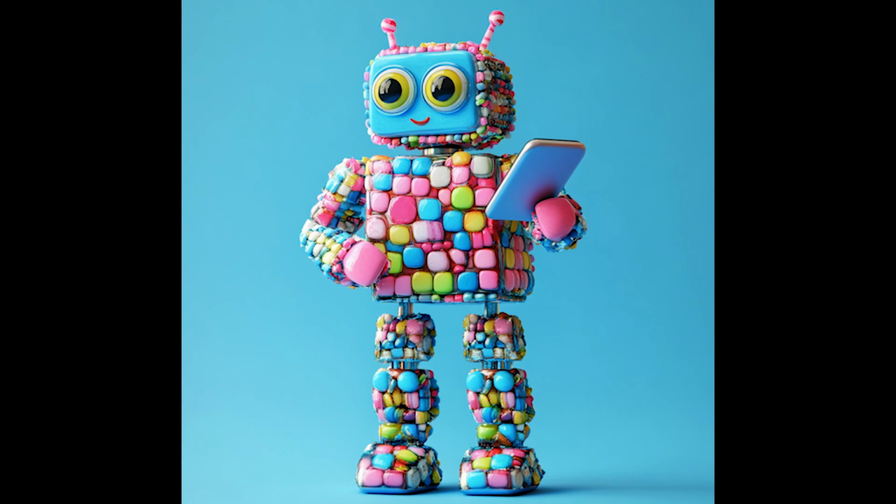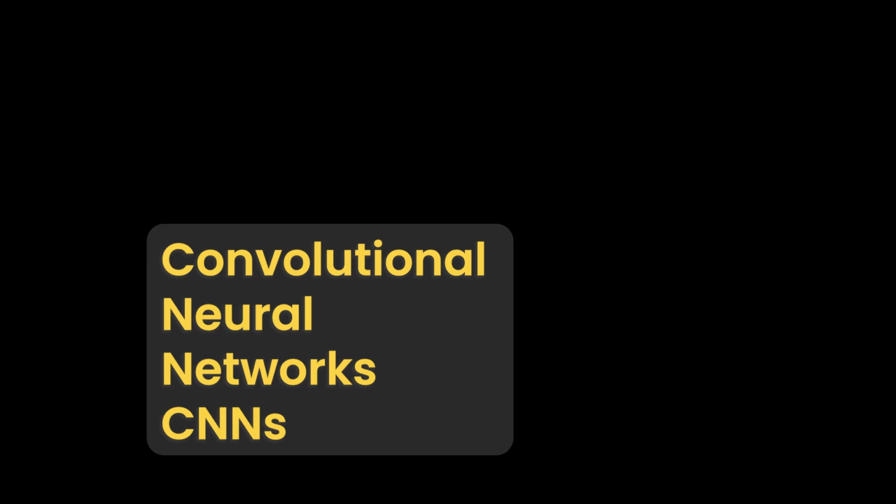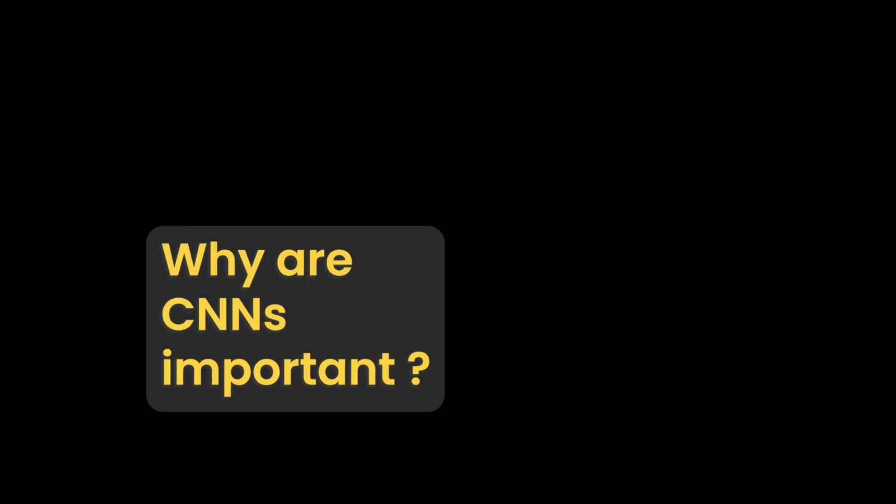Have you ever wondered how your phone recognizes your face to unlock? Or how Google translates handwritten text into digital words? All of these technologies use convolutional neural networks, or CNNs, a special type of artificial intelligence that helps algorithms see and understand images in a way like humans do.